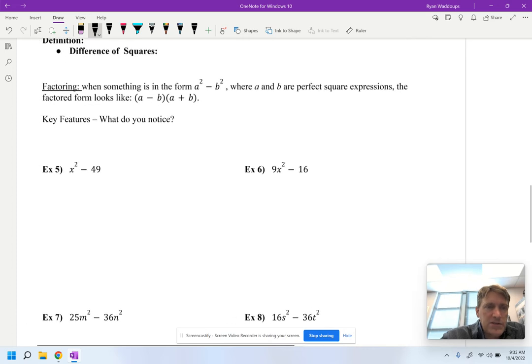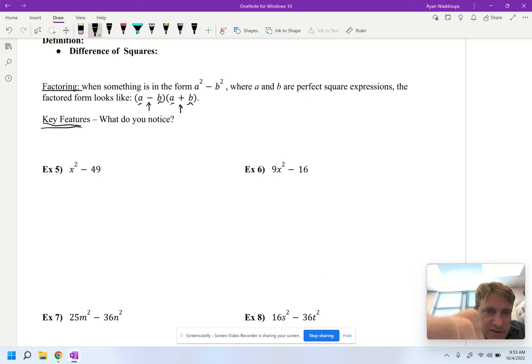All right, so what do we notice about the factored form? Well, it looks like it's the same. I see a and I see b. I see here a and I see b. So they're the same, a and b and a and b. But one of them is a minus and the other one is a plus, and otherwise they are the same.